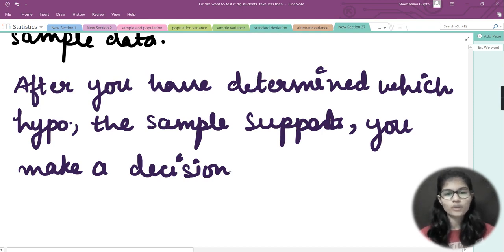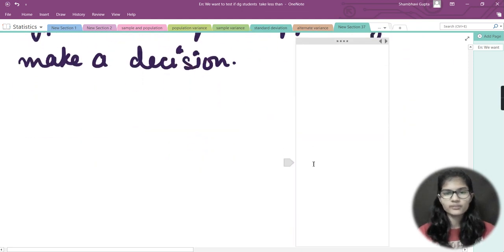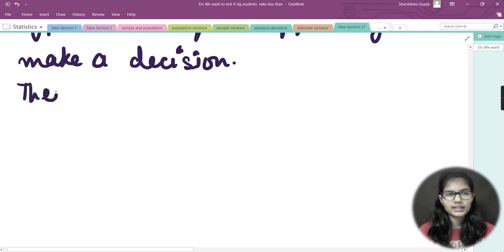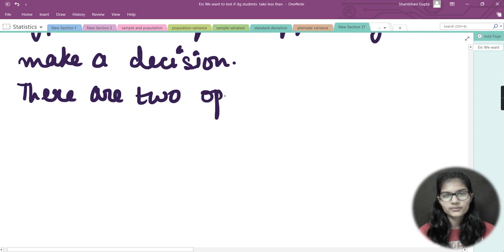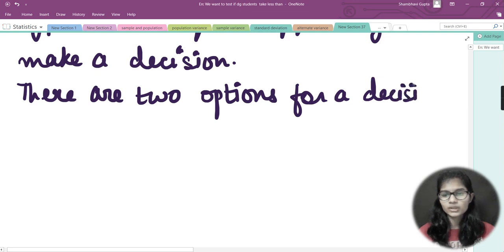Right now, basically there are two options for the decision which you have made. Let me just add those things here. I would write that there are two options for a decision. There can be two options, or you can say two conditions, or whatever you want to say. So the very first goes like that. Let me write it like this only.